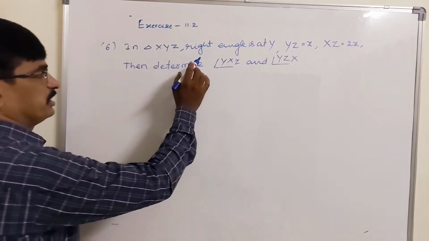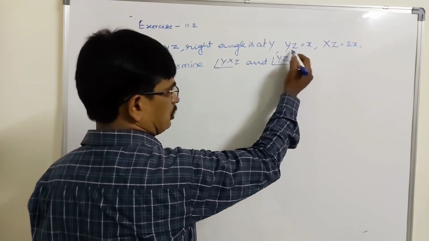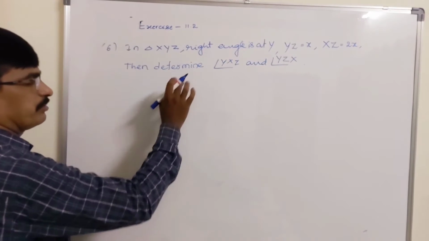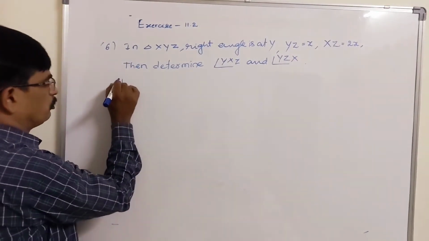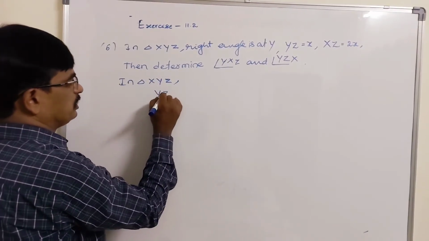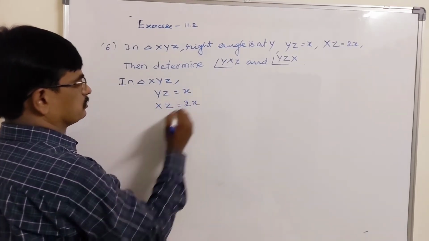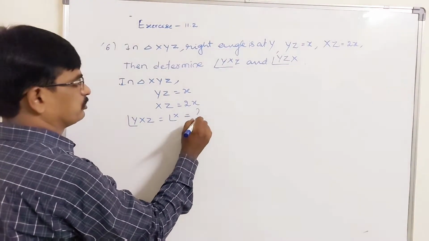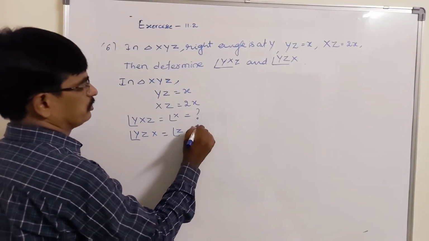In triangle XYZ, right angle at Y, length of YZ is x, length of XZ is 2x, then determine angle YXZ and angle YZX. So now in triangle XYZ, YZ length is x, XZ length is 2x. So angle YXZ is equal to angle X, we are going to find out. Angle YZX is equal to angle Z, we are going to find out.